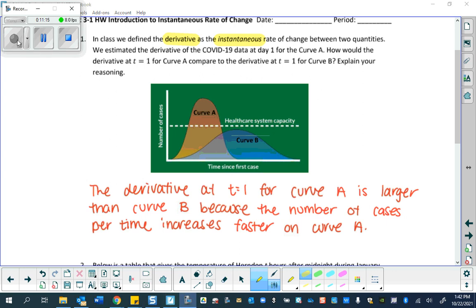All right, so if the derivative is the instantaneous rate of change between two quantities, it's obvious that curve A is changing more. So that derivative is going to be a greater value because we have a steeper incline and a higher change happening here.